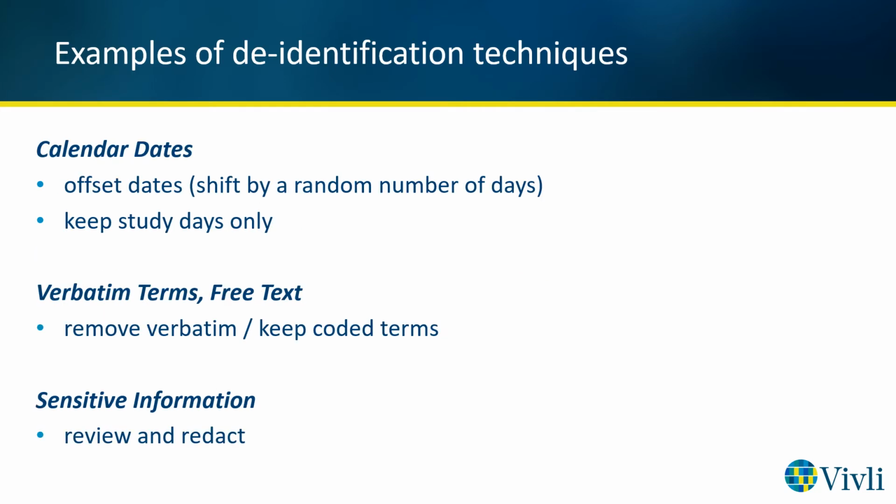Other variables which may need to be transformed in the process of anonymization are dates, which can be offset or replaced with relative study days. Verbatim and free entry text is likely to be redacted or coded using controlled terminology, and sensitive information such as pregnancy, mental health, substance abuse, or family details requires careful review and redaction if applicable.